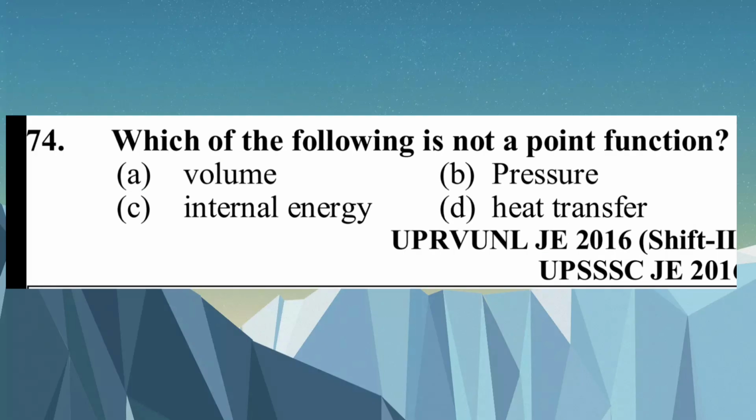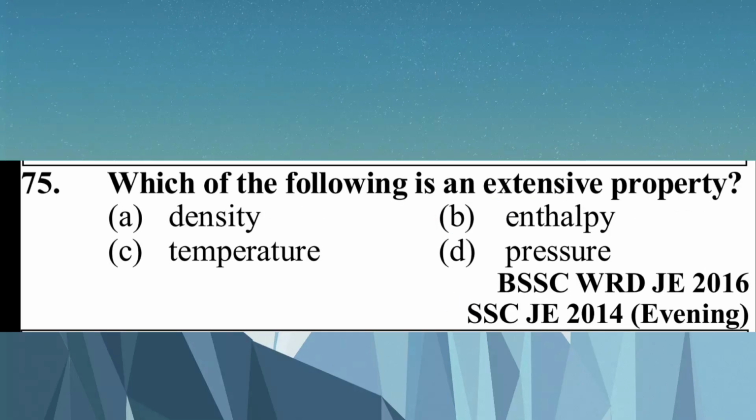Question number 74. Which of the following is not a point function? A, volume; B, pressure; C, internal energy; D, heat transfer. D, heat transfer. Heat transfer is a path function. Question number 75. Which of the following is an extensive property? A, density; B, enthalpy; C, temperature; D, pressure. B, enthalpy.